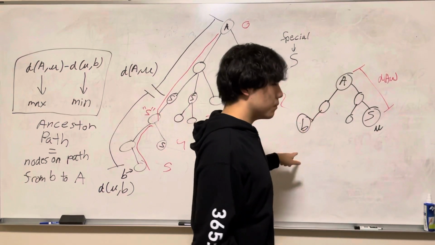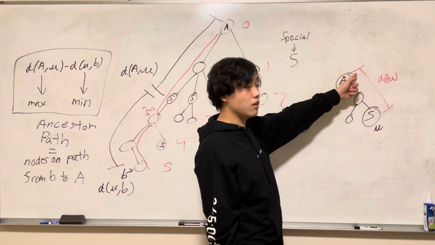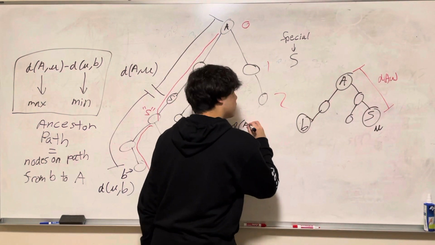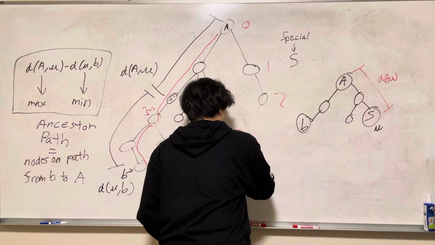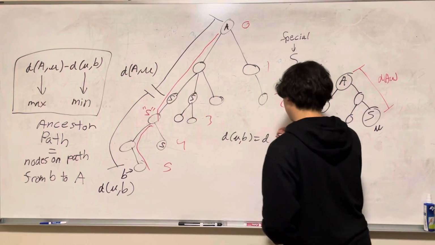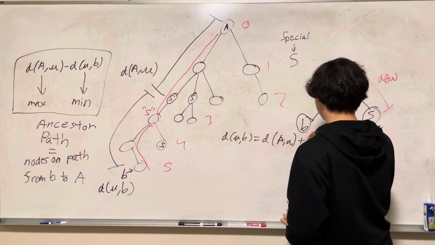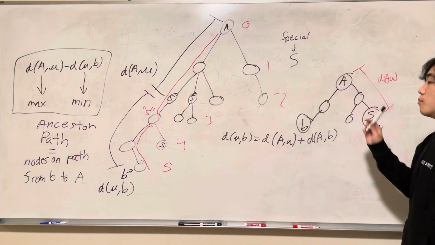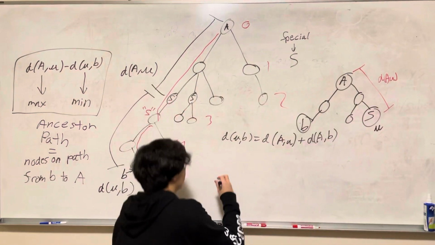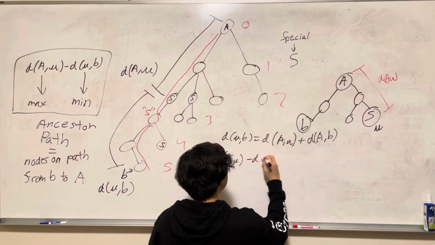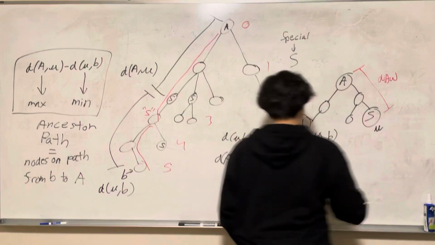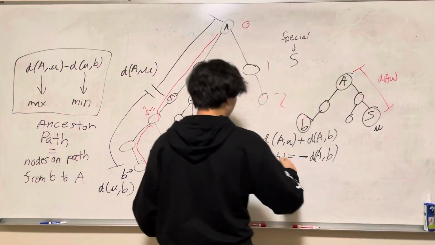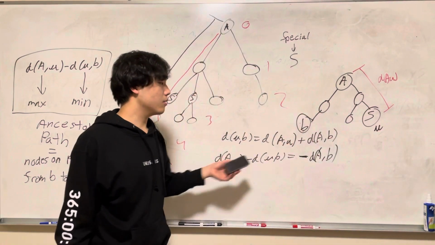And then the distance from U to B is going to be the distance from A to U plus the distance from A to B. So what this means is that the distance from U to B is equal to the distance from A to U plus the distance from A to B. And then if we rearrange this formula to match this statement over here, we get that D of A to U minus D of U to B is equal to negative the distance from A to B. And so this is the third case of a special node, and this is a value that it will retrieve.